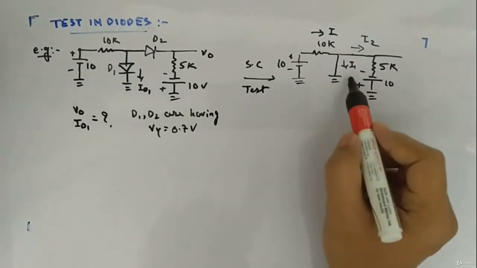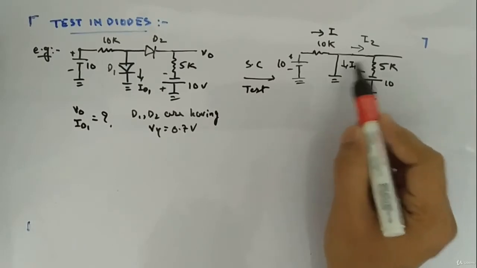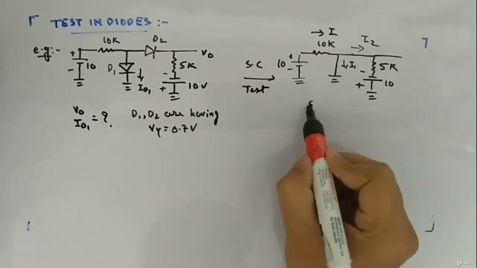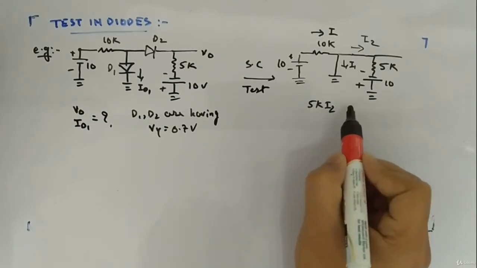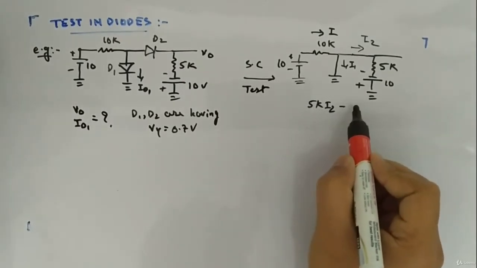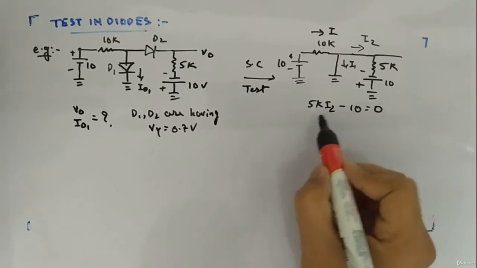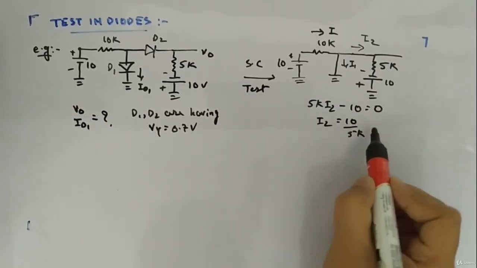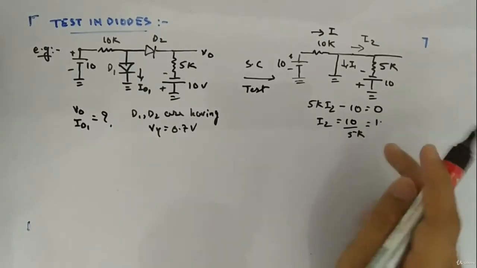So first I'll apply KVL here. This is 5k I2 minus 10 is equal to 0. So I2 will be 10 by 5k, which is 2 milliampere.